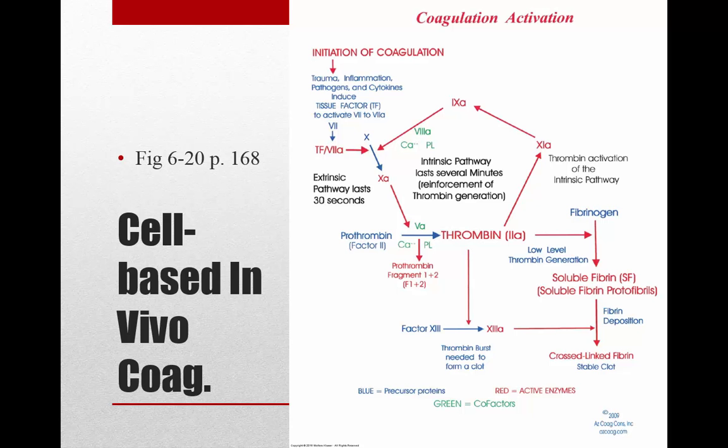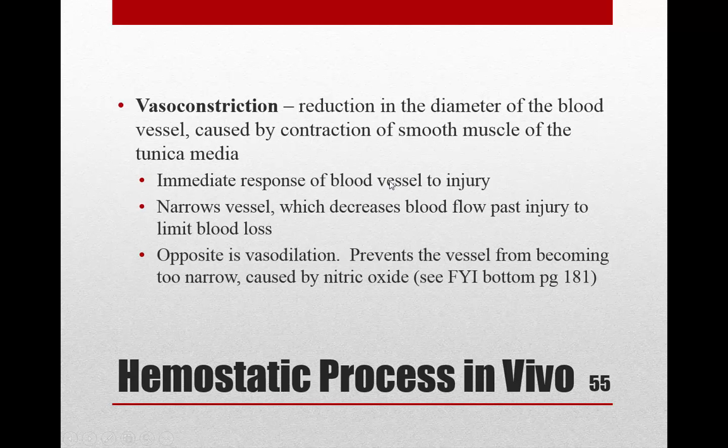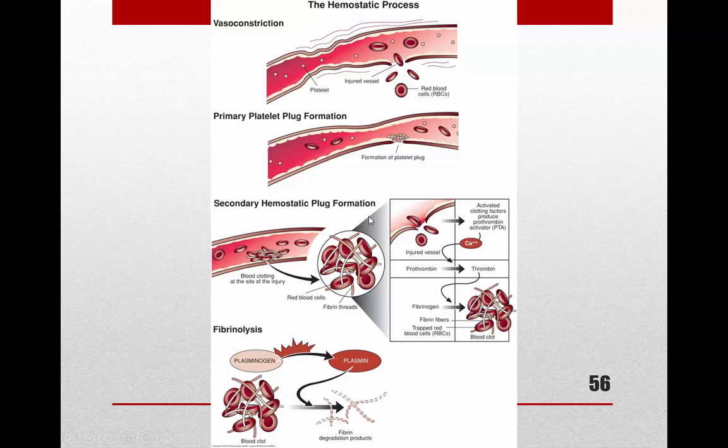You do not have to memorize all of this coagulation, activation, all this stuff. You don't have to know all the different factors. You just need to know the foundation of how the clotting process works. So here's what you need to know. You need to know what vasoconstriction is. Okay, it's the narrowing of the blood vessel, as you can see here. Hemostatic process. So you have an injury out here. Let's pretend it's a venipuncture.